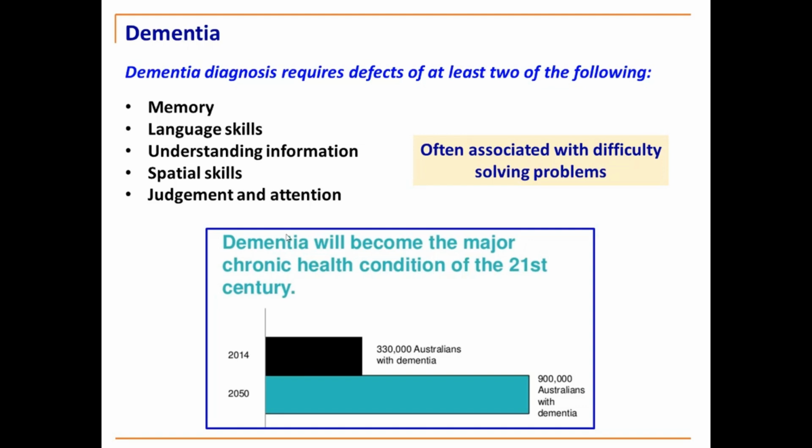So just under a million. That's a huge proportion of the population. It's somewhere around about 1.5% of the population of Australia will have dementia at these various time points. And worldwide, it's predicted by 2050 to rise to about 130 million. So it is very significant.